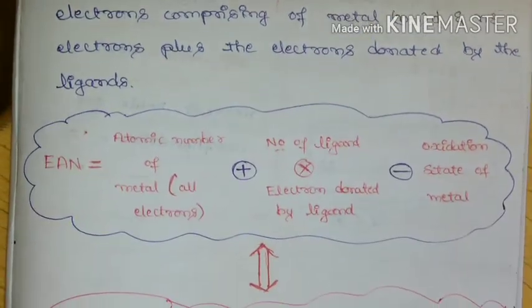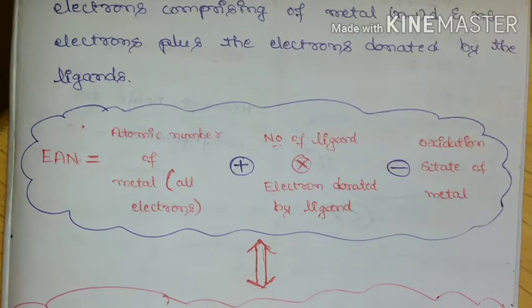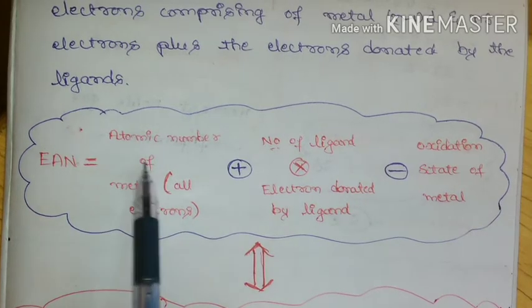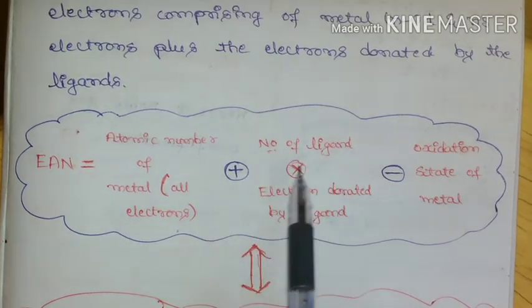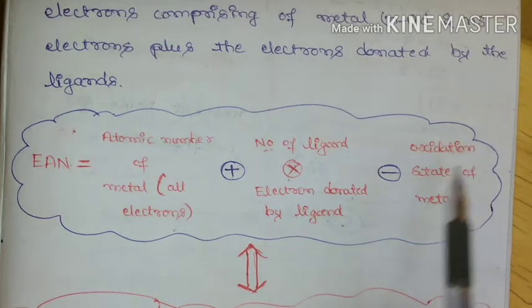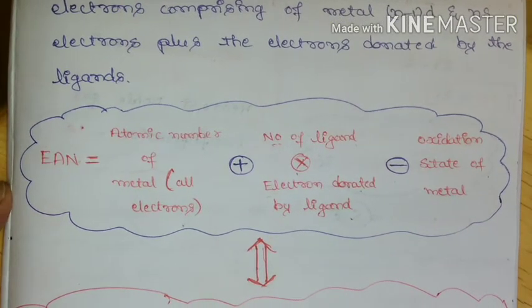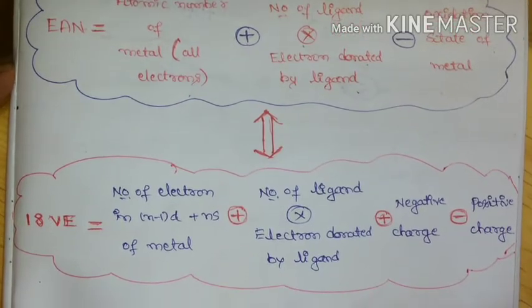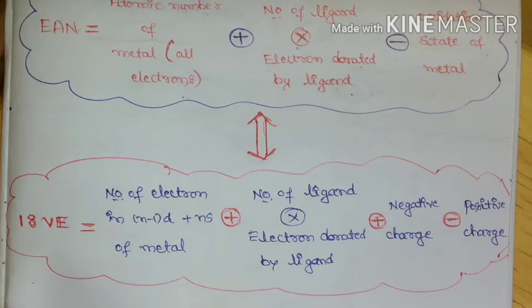As already stated, it is a simplified form of the effective atomic number rule. The effective atomic number rule is the atomic number of the metal, that is all its electrons, plus the number of ligands times the electrons donated by each ligand, minus the oxidation state of the metal. So this is the effective atomic number rule, and the simplified form of it is the 18 valence electron rule.